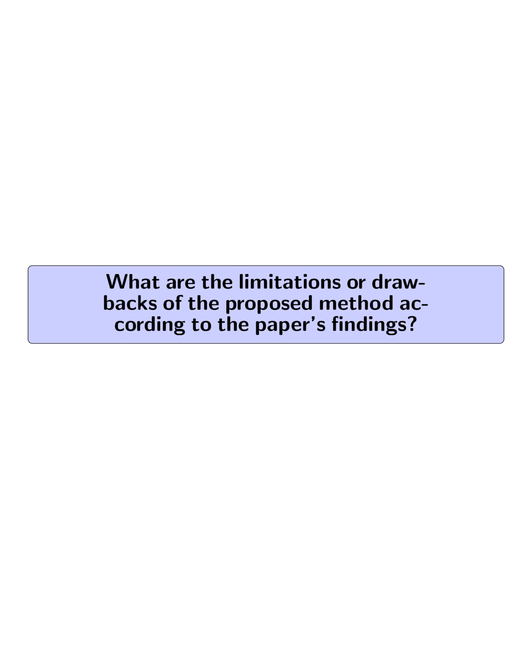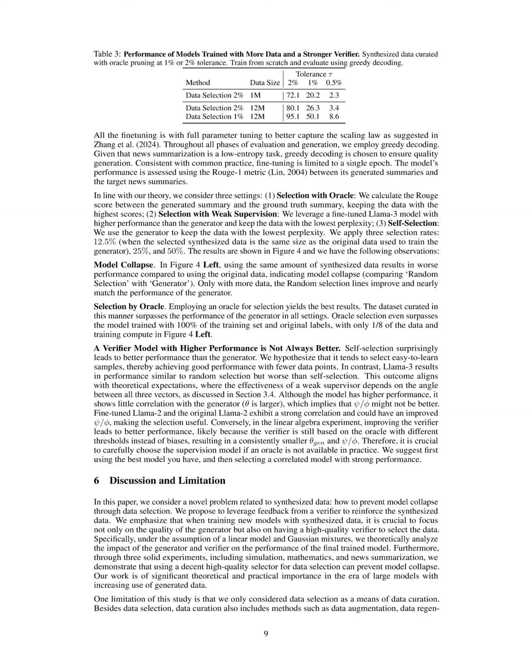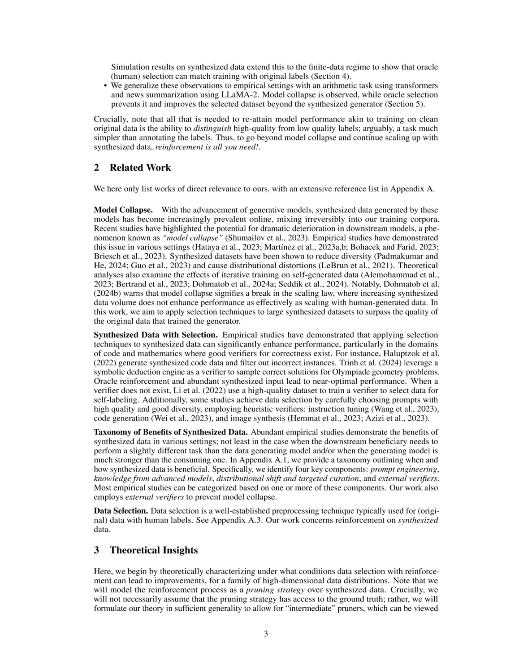What are the limitations or drawbacks of the proposed method according to the paper's findings? The limitations or drawbacks of the proposed method according to the paper's findings include the focus solely on data selection as a means of data curation, neglecting other methods such as data augmentation, data regeneration, and weighting. The paper acknowledges that data curation encompasses more than just data selection, and suggests that exploring general data curation methods to prevent model collapse is an area for future research.